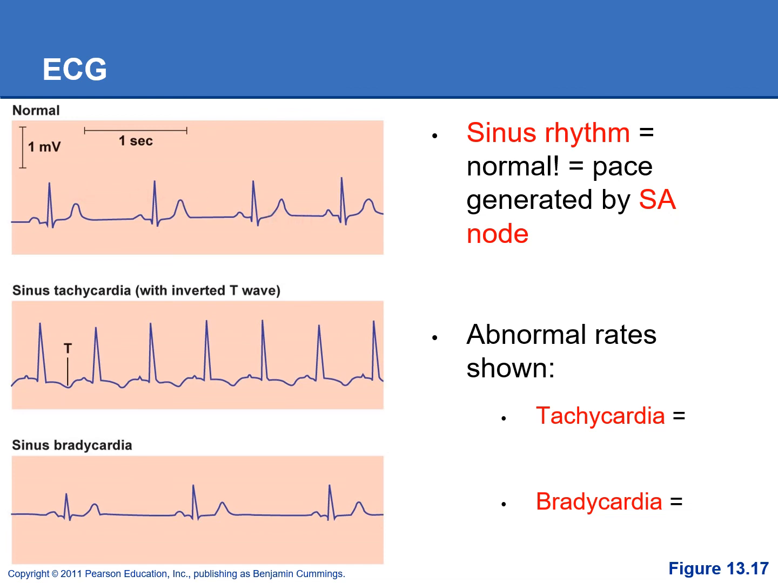The one on the bottom is another sinus rhythm because you do have a normal P, QRS, T, so this is all being generated by the SA node. But now our heart rate is too slow. So bradycardia, brady means slow, so that means a slow heart rate.